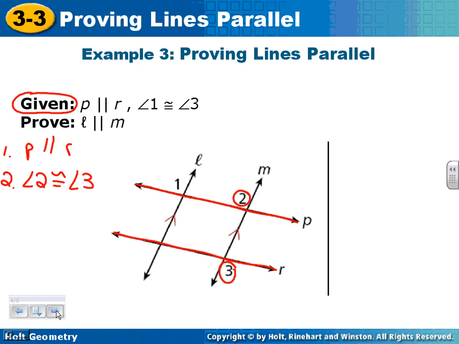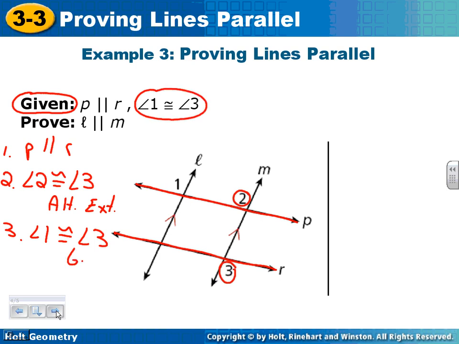Why is that? Because they're what kind of angles? Alternate exterior. Then I'm going to put angle 1 is congruent to angle 3. Why is that? It's right here. That's given to me. Given to me in the directions.